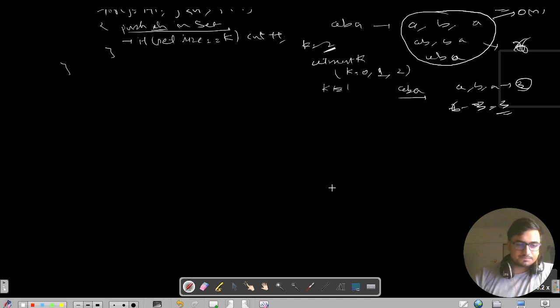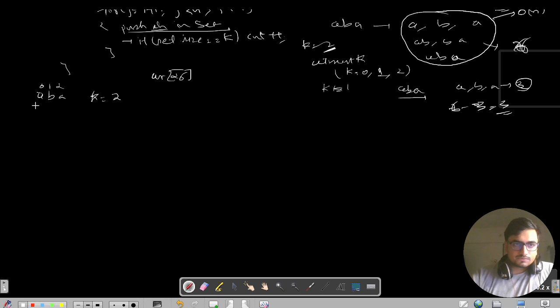So let us do a dry run here. We will need an array of size 26 to store the frequency of the given string. So let's say we have a b, right? The indexes are 0, 1 and 2. And k here is nothing but 2, correct?